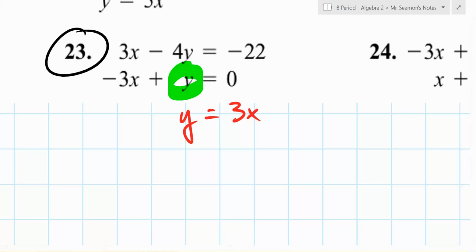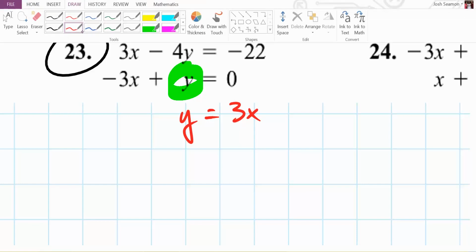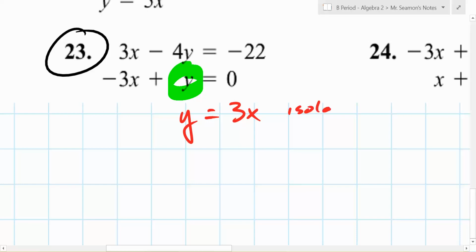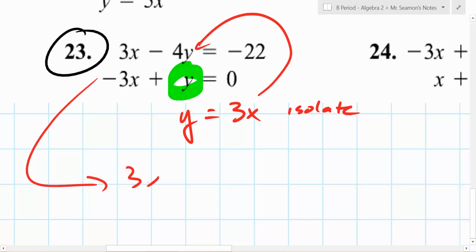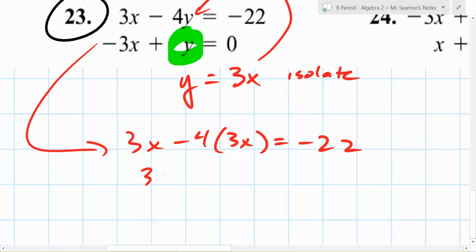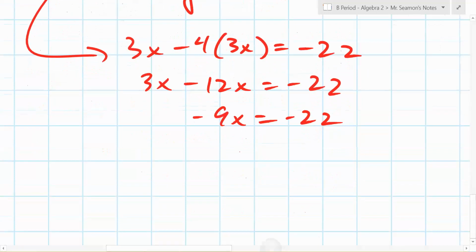So then what's the second step after you isolate? We isolate, and then what's the method called? Substitution. So we take that and plug that in for y right there, and we end up with 3x minus 4 times 3x equals negative 22. So 3x minus 12x is equal to negative 22. Negative 9x is equal to negative 22, so x is equal to 22 over 9.